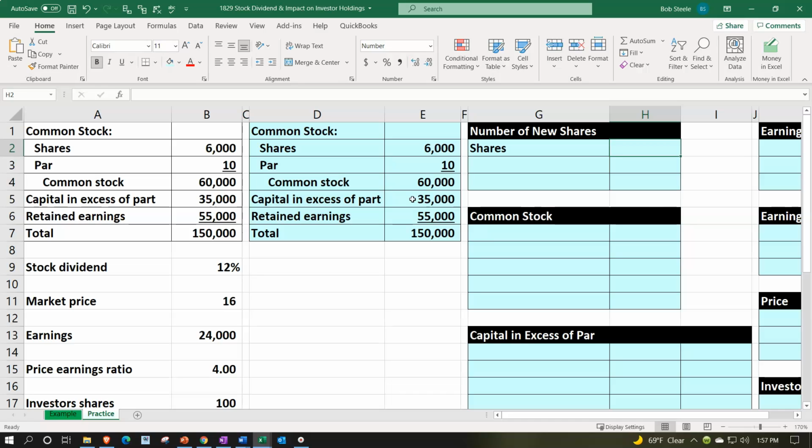So we're going to take the shares. This is going to be the shares, and we're going to say that's the 6,000. Remember, when you take the 6,000, you want to take it from over here, not in the blue area, because we're going to change that number. So when we change it, it'll mess everything up.